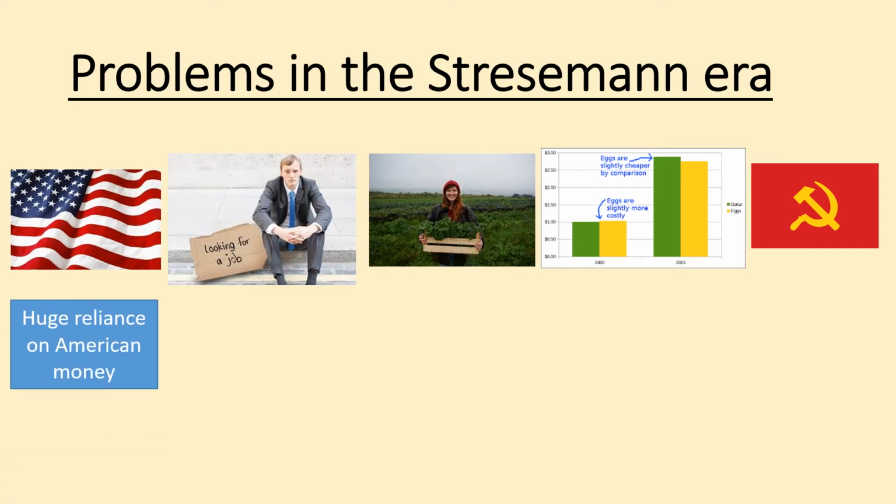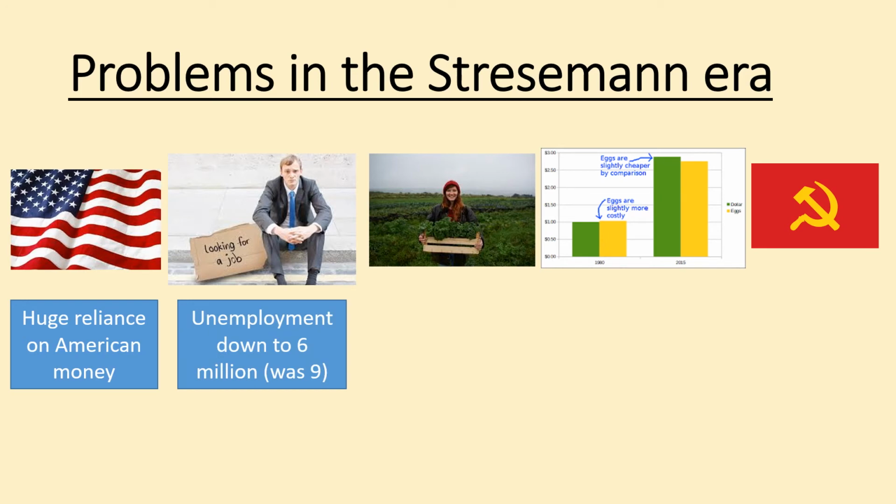The first issue is there's a massive reliance on American money because they've borrowed all of their money from one country. And you guys know something is going to happen in 1929 that is going to cause a lot of problems for Germany.